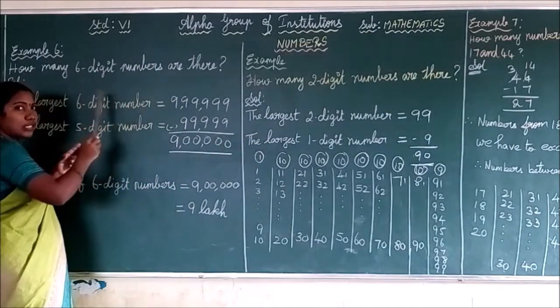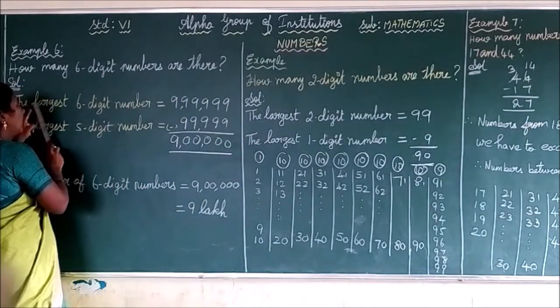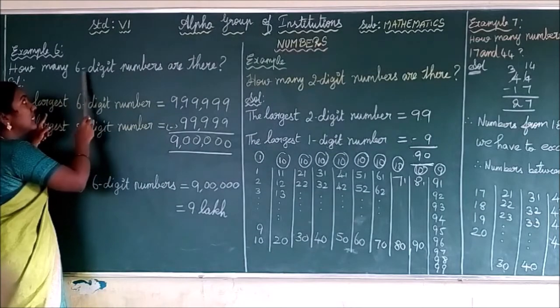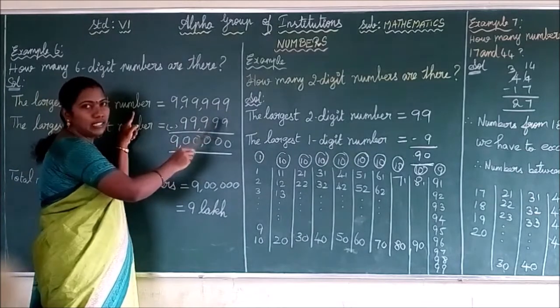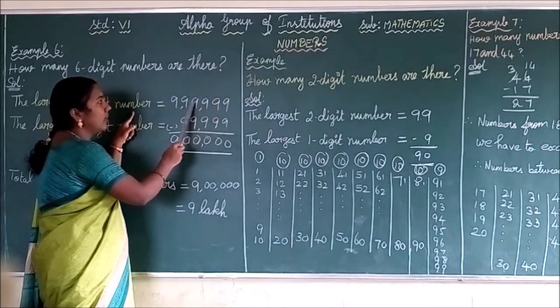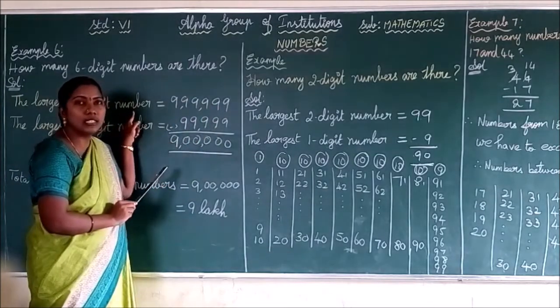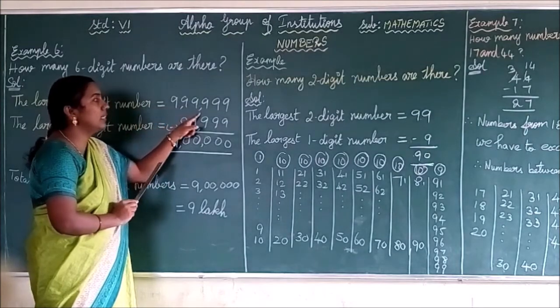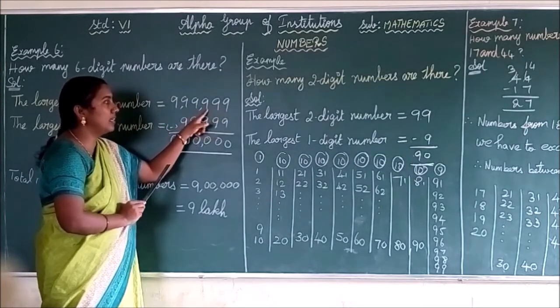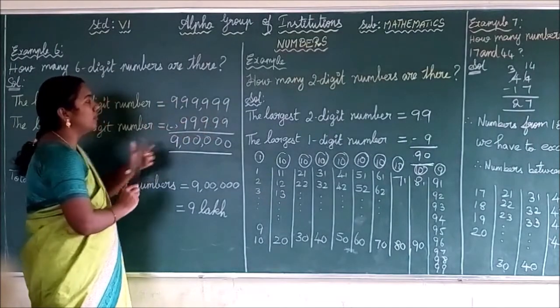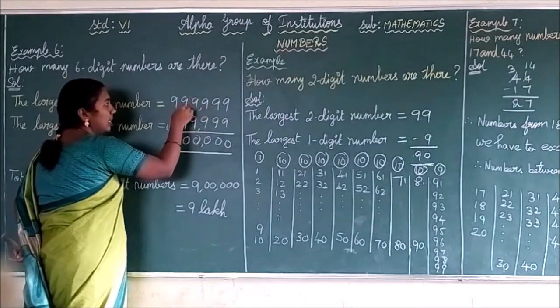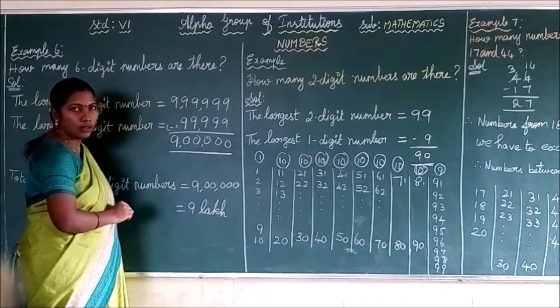6 digits. So the first step is you have to write the largest 6 digit number. It means you have to write the 9 six times. That is 999999. By using the Indian system of numeration, we place the first comma after 3 digits and then a comma after every 2 digits. Thus, after the first 3 digits we put the first comma, and after every next 2 digits we put the next comma.